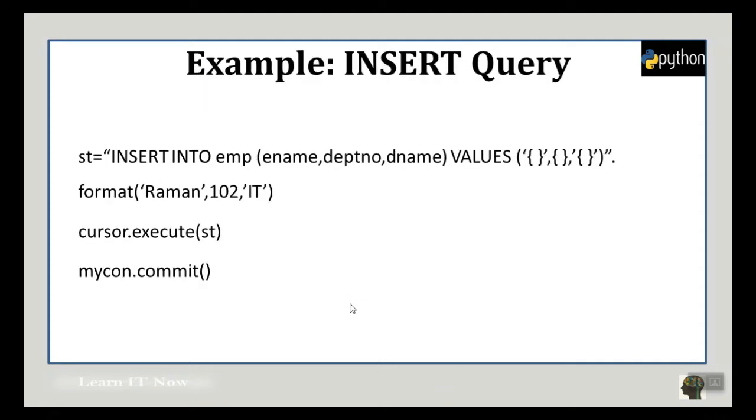So let's see how to use the insert query. In the query string, we need to write insert into emp, the column names, values, and we are using the format option, so we'll be using curly braces. The employee name and department name are in string format, that's why they are enclosed within single quotes, dot format, and the value I have passed here. And then we will execute and commit.